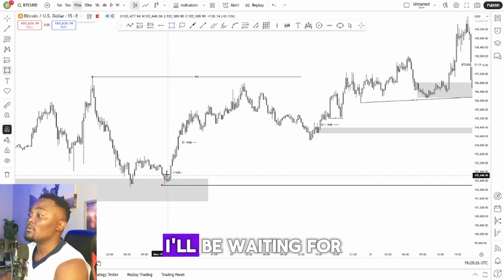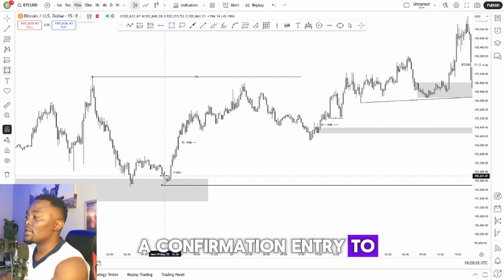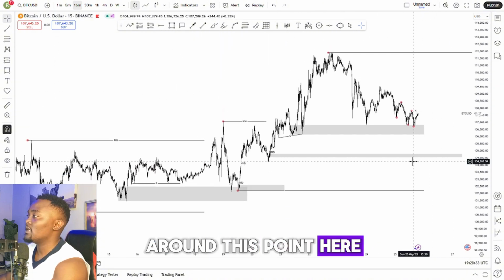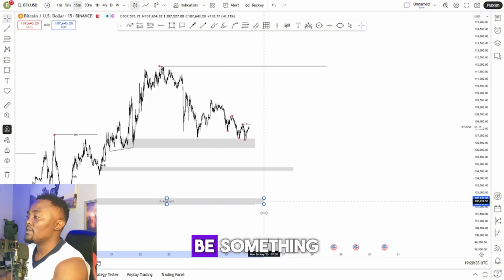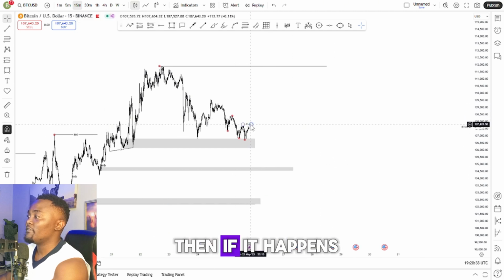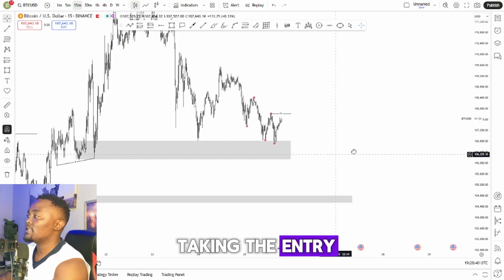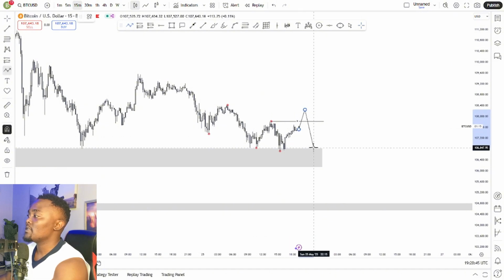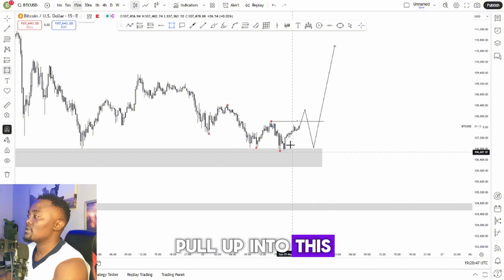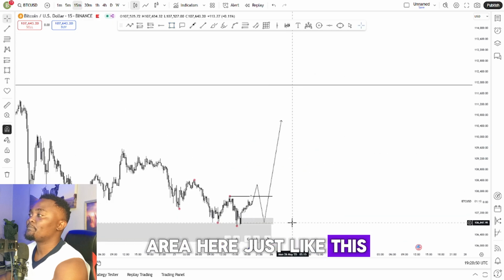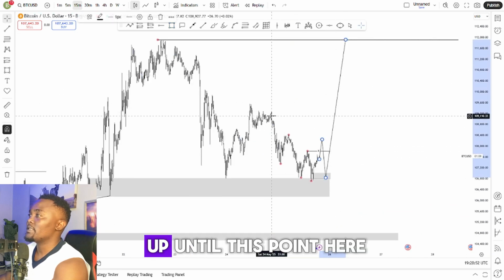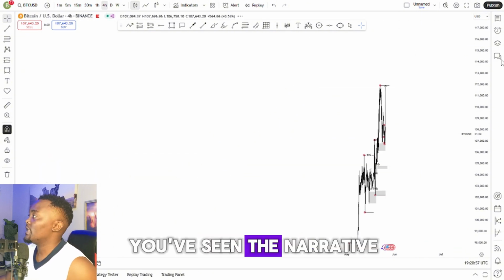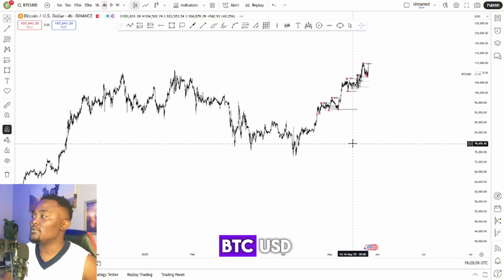So that is why I'm saying that I'll be waiting for a confirmation entry to come up before I take or execute any entry around this point here, just because there might be something that's going to happen here. Then if it happens, it happens. I'll be taking the entry and I'll be waiting for the market to do this type of formation here. Change of character, pull up into this area here, just like this. Then I'll be buying up until this point here, just because you've seen the 4-hour time frame, you've seen the narrative that I have on BTC USD.